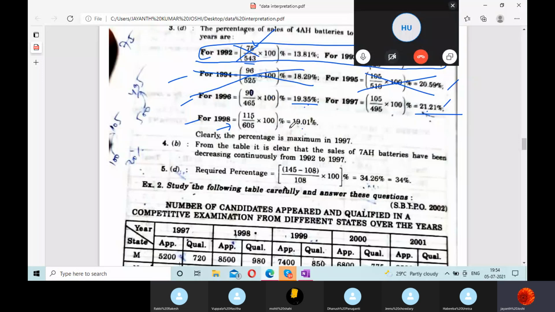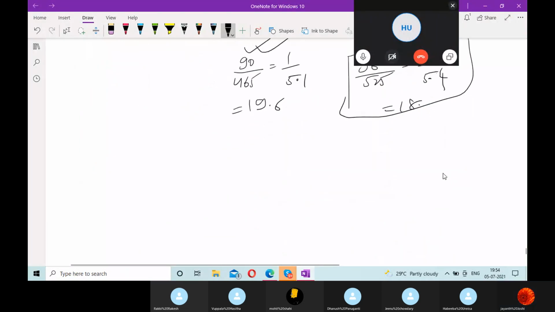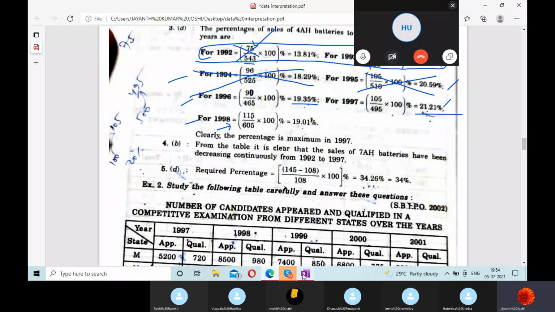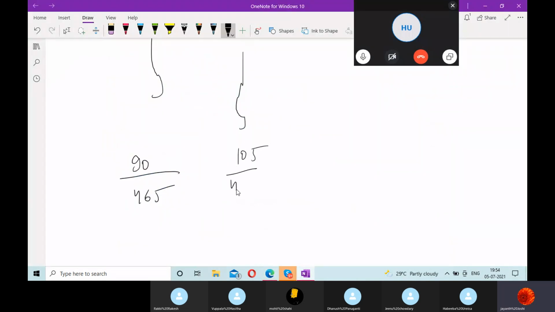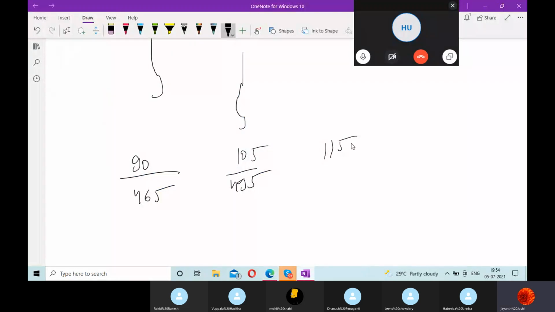Now let us take these three into the picture. 90 by 465. 105 by 495. And 115 by 605. Okay, now. So here 90 by 465 we got it as 1 by 5 point something. This is okay. Now only these two fractions, if we get, we'll get the answer.